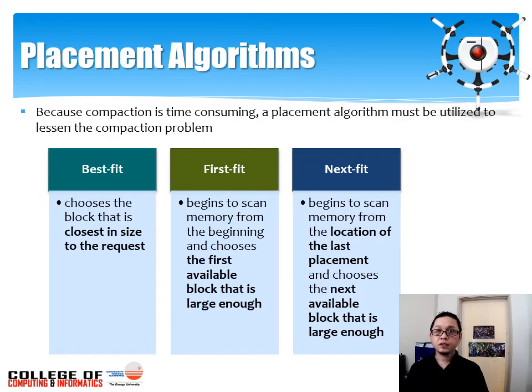For the best fit, it will choose the block that is closest to the size of the process, while the first fit will scan the available memory partitions and go into the first one that the process can actually go to, while the next fit will be based on where the previous process has gone to, and from that location it will go to the first available slot that can be used. I will illustrate it in the next diagram.